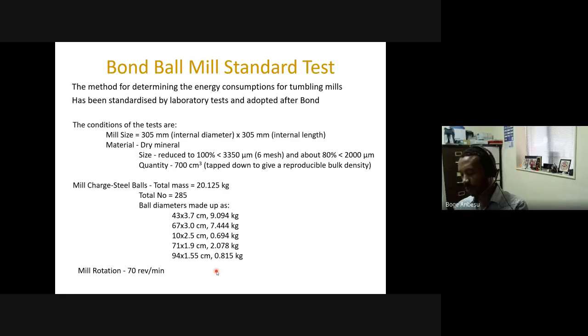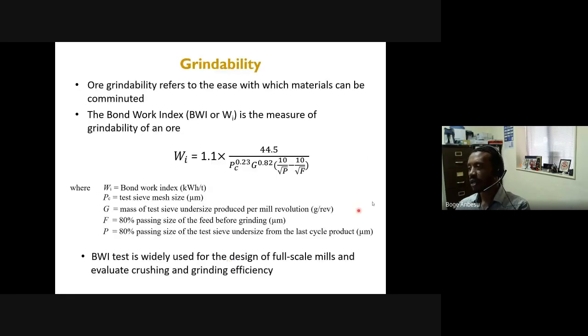So that's how the process goes on for many cycles. And eventually what you should get is, I know my initial feed distribution, I have produced product, and I can work out its particle size distribution.